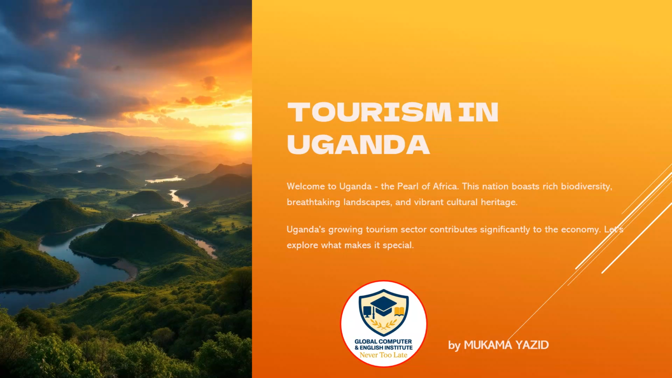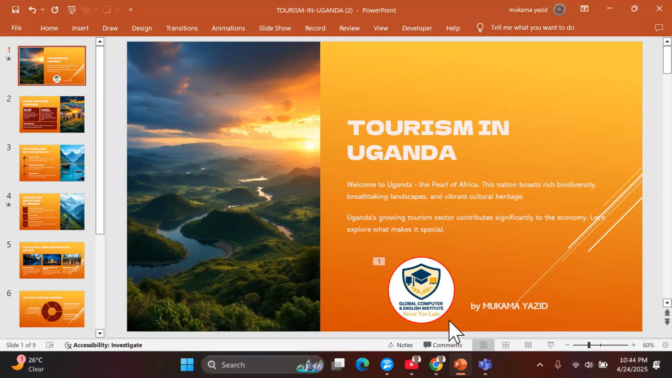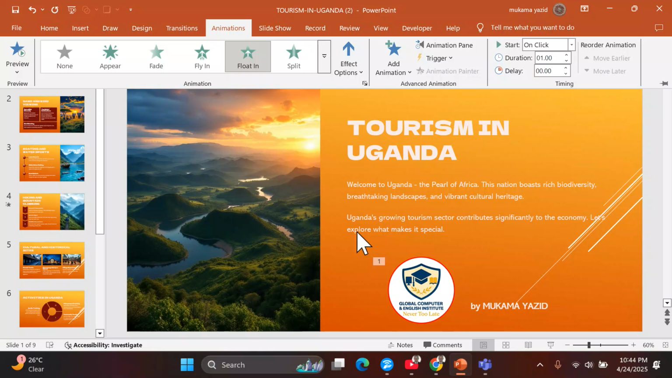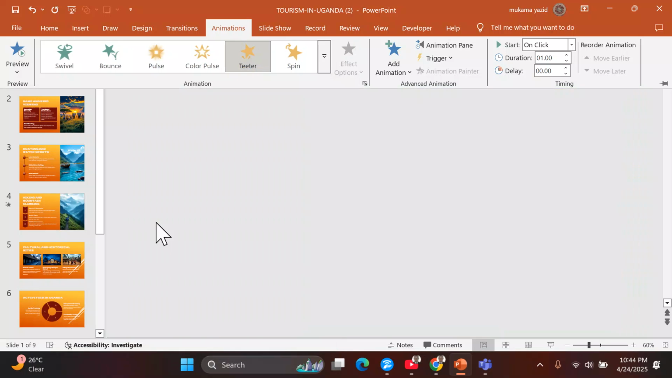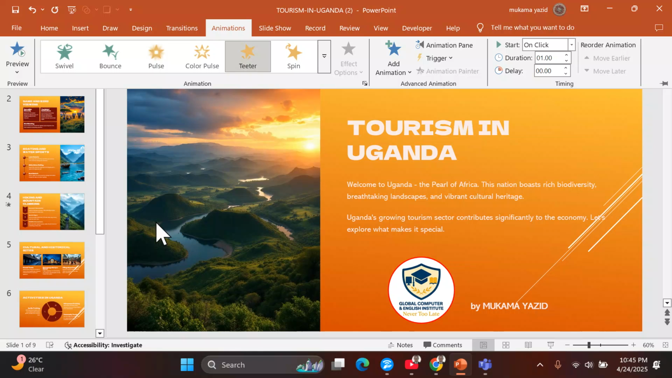New concept: when you're applying animation on the same object and you just come here and select any, the one that was there first will go away, and it takes the one you have just applied.